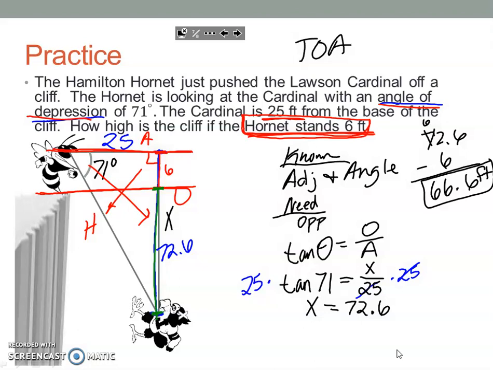There are 4 questions of these on the back of your homework. Draw your pictures. You have to draw your pictures. Again, if you have questions on anything, feel free to email me. I'll shoot you back an email. We'll get this all figured out.